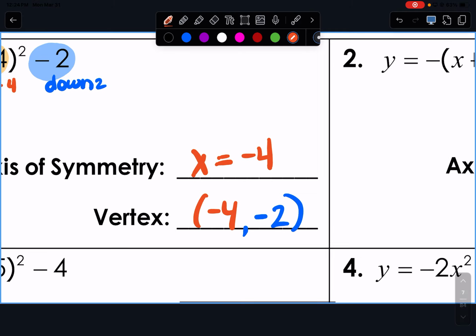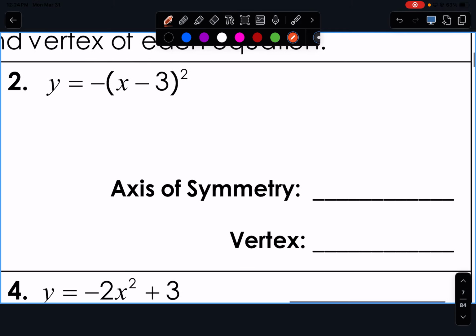So for number 2, what is the transformation happening inside the function? Right 3. Is there anything being added or subtracted outside?